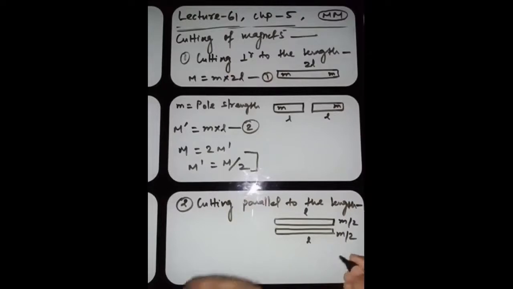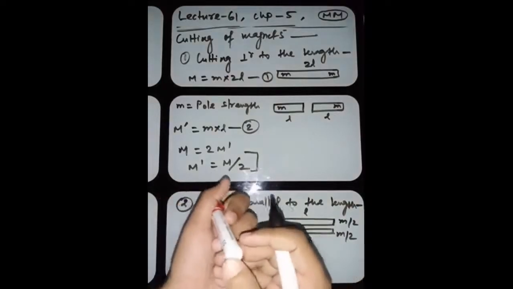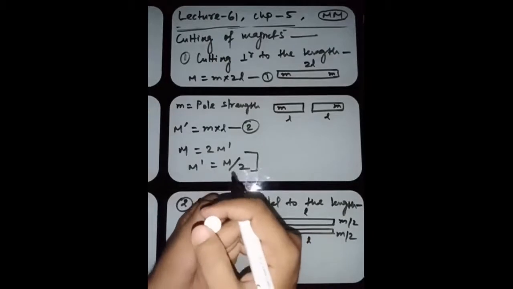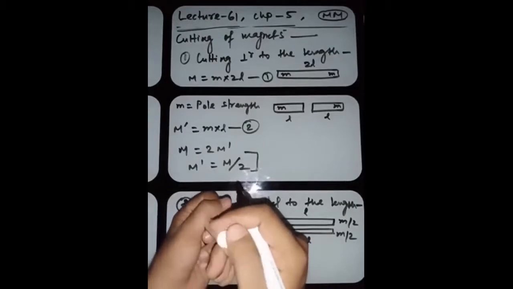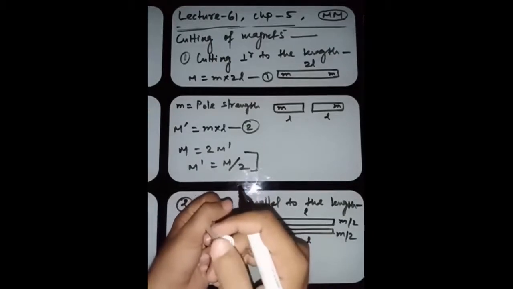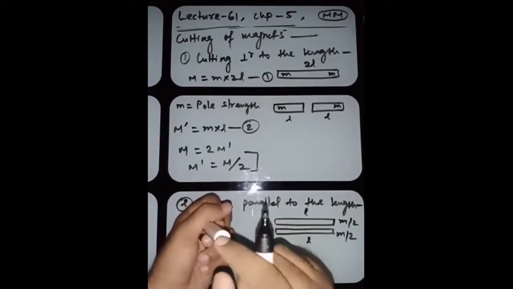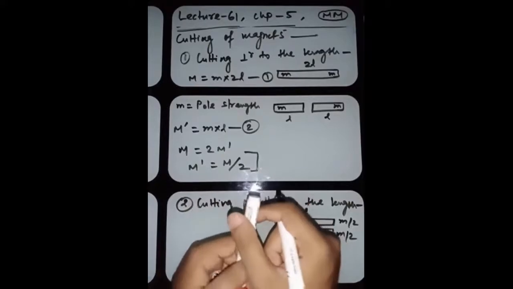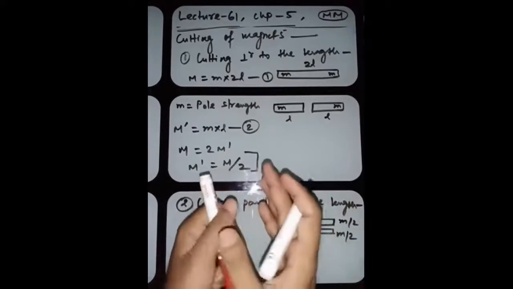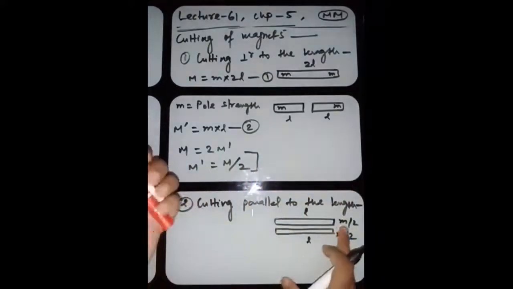Why? Because at the end of the magnet, the cross-sectional area is being changed, and due to that, the number of loops of current at the pole will also change. That's why we can say here the pole strength will be decreased and it will be halved.